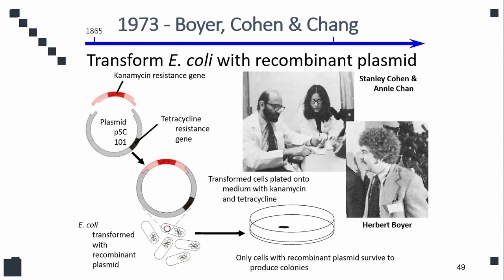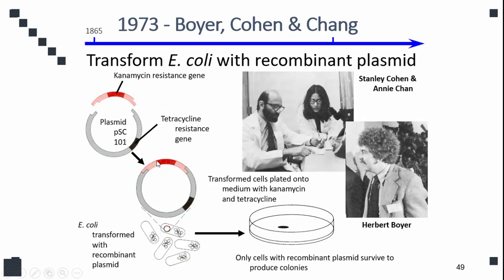They got their plasmid, called pSC101. P stands for plasmid, S for Stanley, C for Cohen, 101 a basic plasmid. They used a restriction enzyme to open it up and then brought in their gene of interest, in this instance a kanamycin resistance gene, and inserted it here. Then they used it to transform E. coli. Remember, transformation is the process of picking up DNA material from the environment by bacteria.